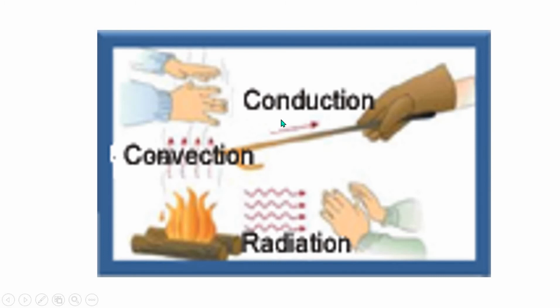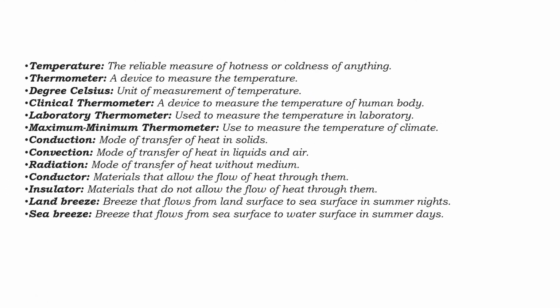And this is how conduction, convection and radiation take place. At a certain distance, we get the warmth of the heat. When a certain thing is heated, this is how convection takes place: the water and the air get the heat and it is transferred. Conduction means that whatever you are heating, the heat transfers from one end to the other end. This is called conduction. Now let's see some important points.